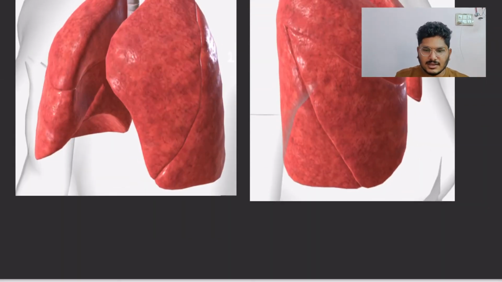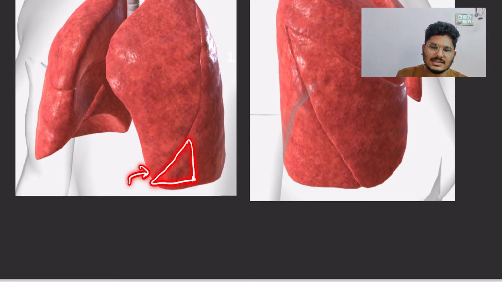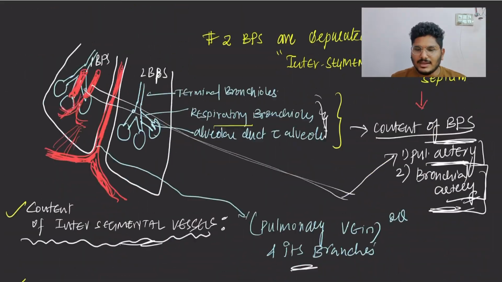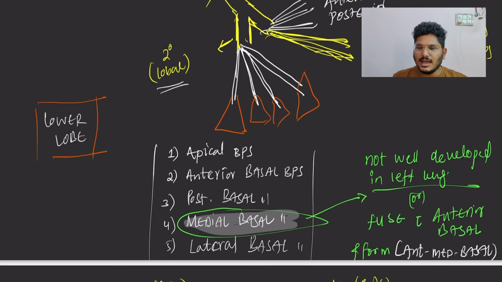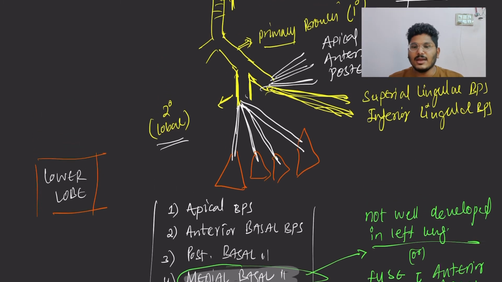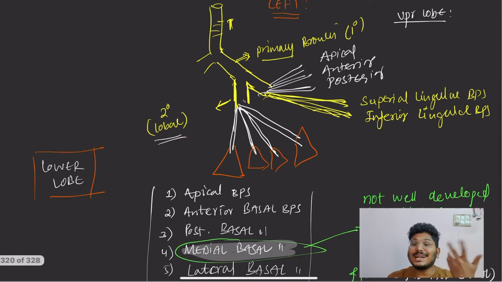As you can see over here, if this is the anterior segment, the medial segment, which is inside on the medial surface, will usually fuse with the anterior segment to form an anteromediobasal segment. And the lateral basal is as it is. This is regarding the lower lobe. Regarding the upper lobe, it has 3 plus 2.